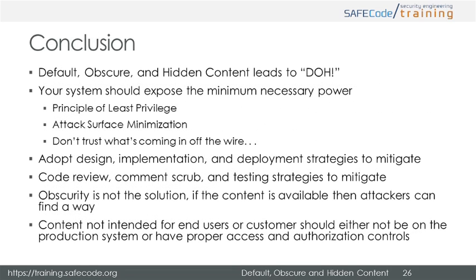In conclusion, default, hidden, and obscure content leads to DOE. To avoid problems, expose the minimum necessary privilege on a system. Minimize the attack surface and do not trust user or client-side input. Mitigate the risks through design, implementation, and deployment strategies, as well as code review, comment scrub, and testing strategies. Use scanning tools to provide a baseline of DOE content checks. Remember that obscurity is not the solution.